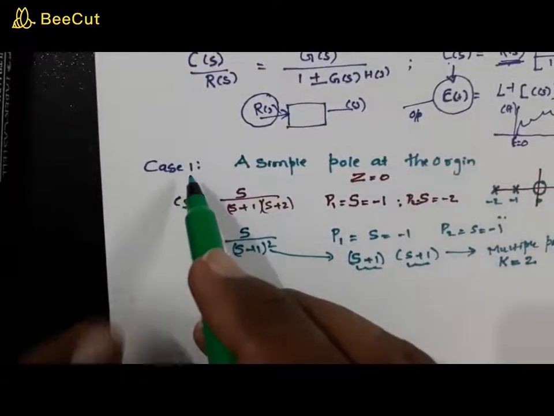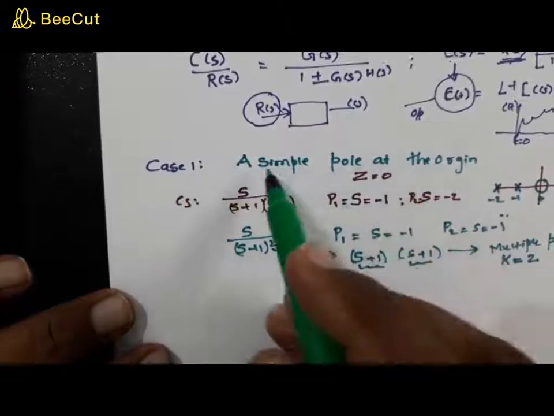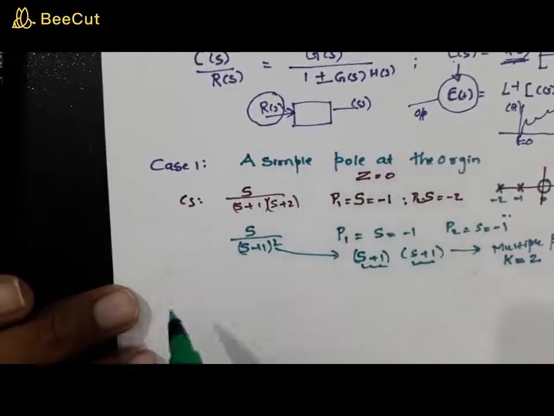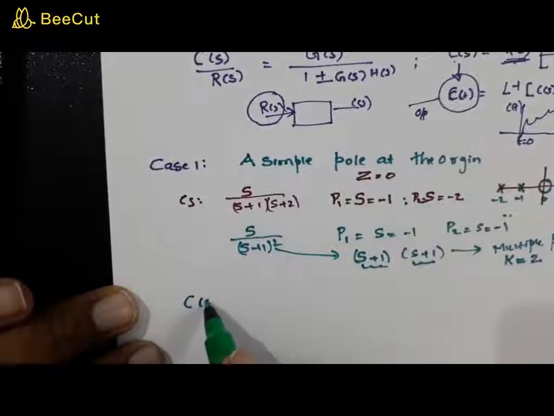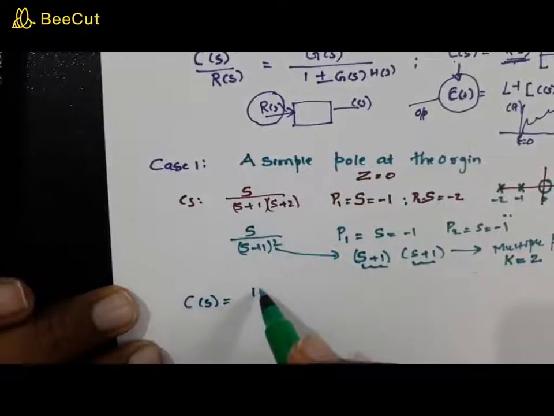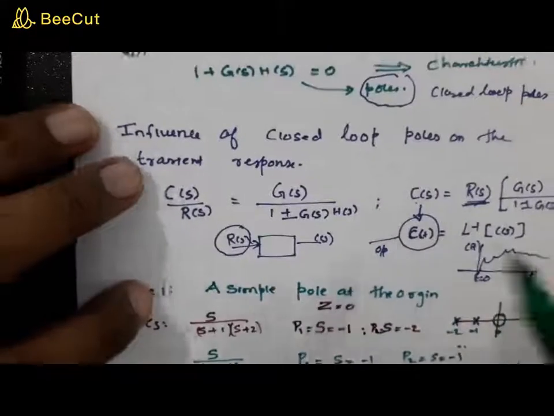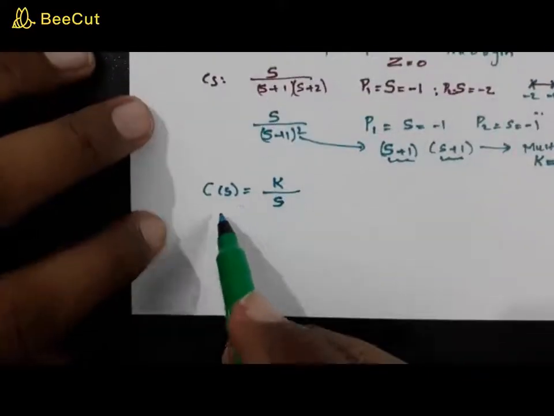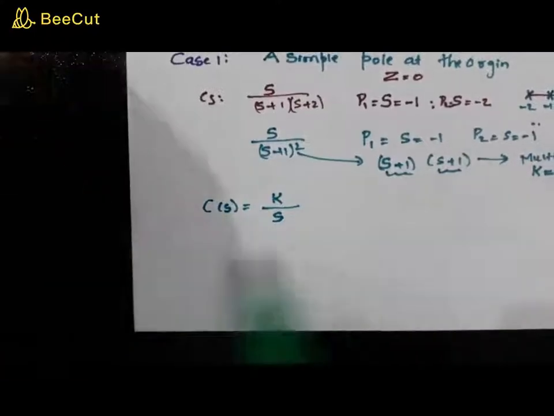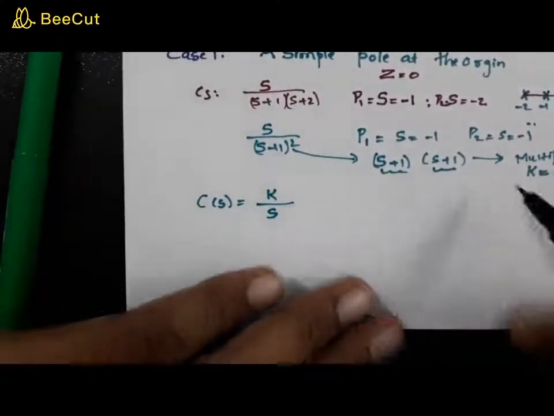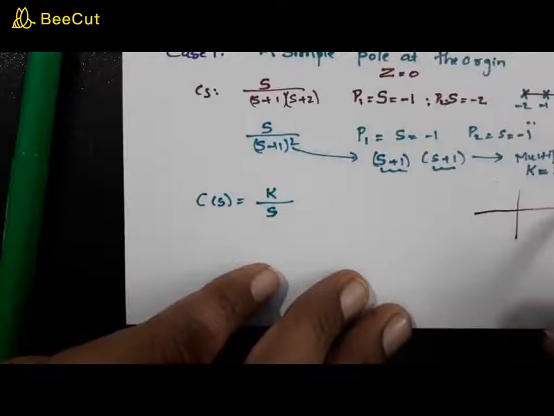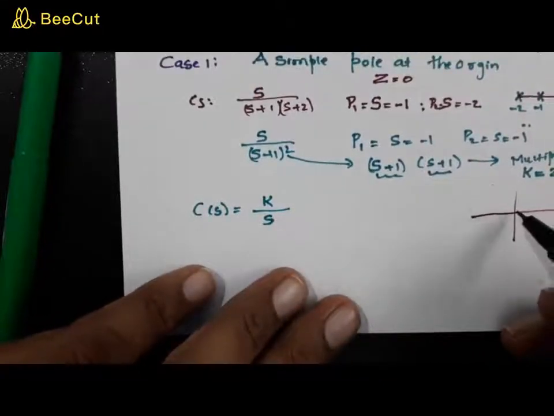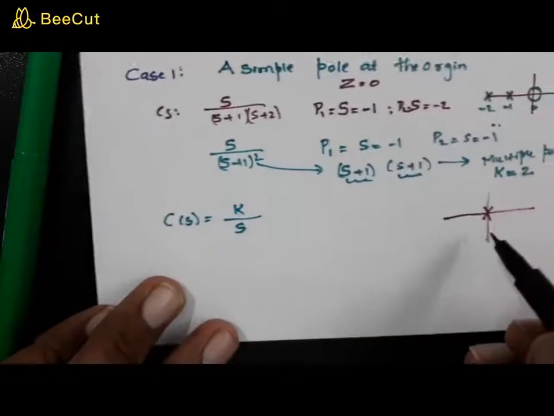Now let's come back to case 1. Say it is the case where you have a simple pole at the origin. I'm going to write an equation, say C(s), sometimes you may be getting something like this, K by s. After putting your R(s) and substituting this G(s), imagine that you got your C(s) to be K by s. Now how will you draw the s pole-zero plot of this? When you plot this pole-zero plot, you can see that you have at s equal to 0, a pole.